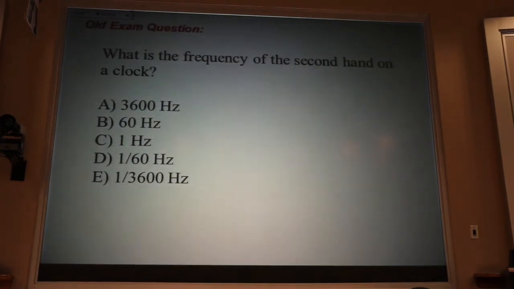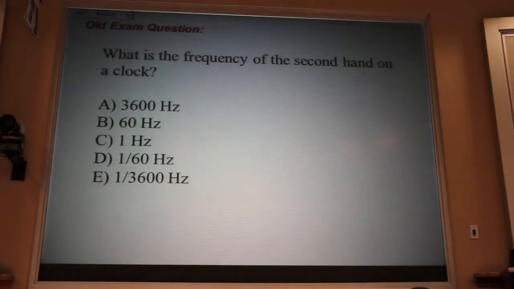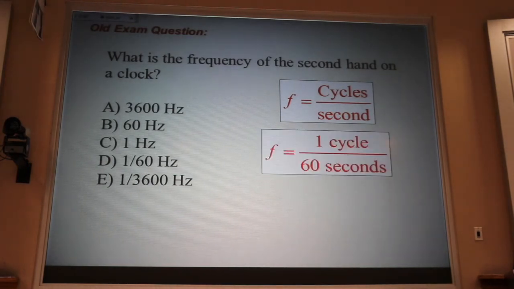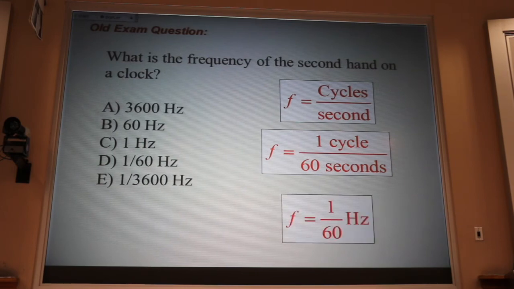Now, this is an old exam question, a simple question. We're going to use our clicker to answer it. What is the frequency of the second hand on a clock? And we're assuming an analog clock, not a digital clock. The frequency is just number of cycles or repetitions per second. Well, a second hand goes around every minute, every 60 seconds. So if I want to know how many cycles happen in a second, I divide 60 into 1, and I get 1/60th of a hertz.